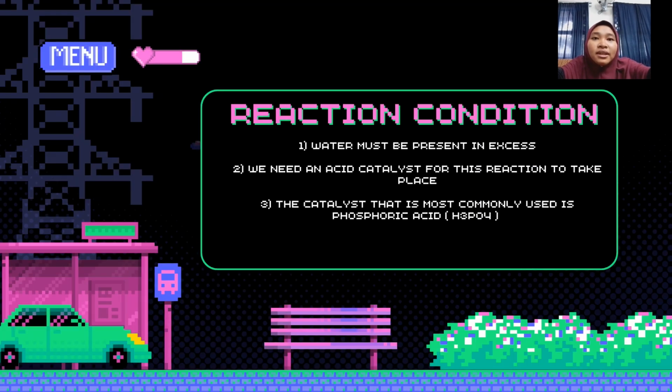So lastly, the reaction condition for hydration is that water must be present in excess, and an acid catalyst is needed for this reaction to take place, most commonly phosphoric acid, which is H3PO4. So that's all from me.